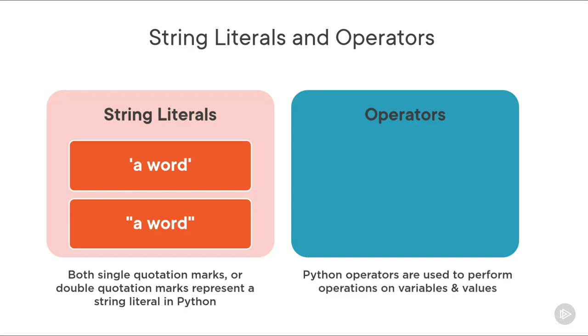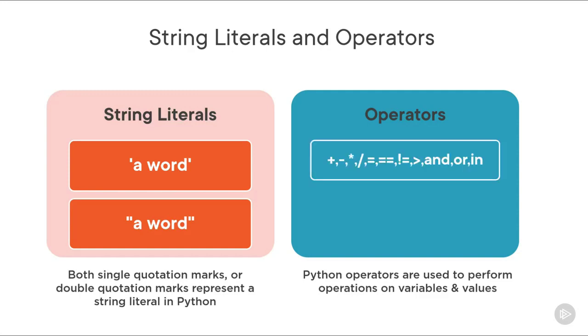Now, for operators, these are used to perform various operations on variables and values within our Python code. And here's an example of some of the operators that are available in Python. Now, this doesn't include all of them, but this is a good sampling here. So we can add, we can subtract, we could multiply, divide. We could say this value is equal to this value or is not equal to this value. We could do a greater than, less than, and much more.